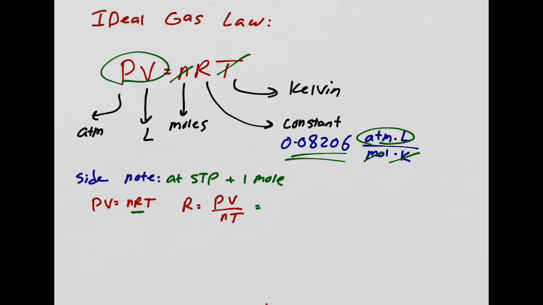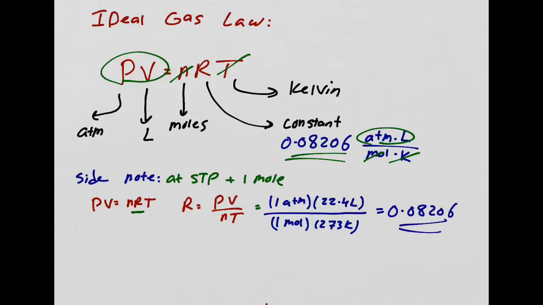Okay. Now, we said we're at STP. If you're at STP, then I have 1 atm for pressure. And I have 22.4 liters for volume because we also have 1 mole. n is 1 mole. And temperature is 273 Kelvin. Because I'm at STP and 1 mole, the volume would be 22.4 liters. So if I plug it in, guess what number I get? I get 0.08206. You don't have to know this, but sometimes it's cool to know where these constants come from. So far, so good? Okay, now let's do a practice problem to practice what we just learned.